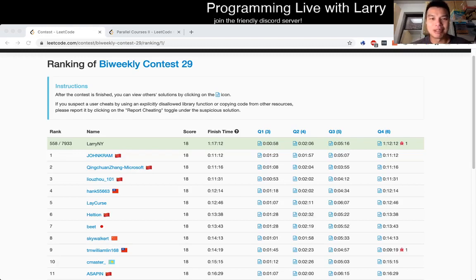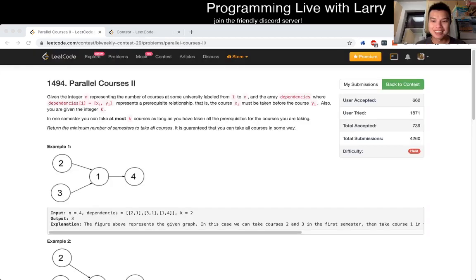This is one of the prompts I saw for the bi-weekly contest 29. I'm gonna put the explanation in the beginning, and then I'm gonna do the live coding of it afterwards. Let me know what you think about this format. I'm still playing with it.